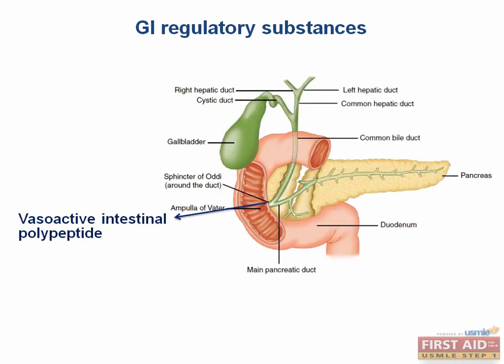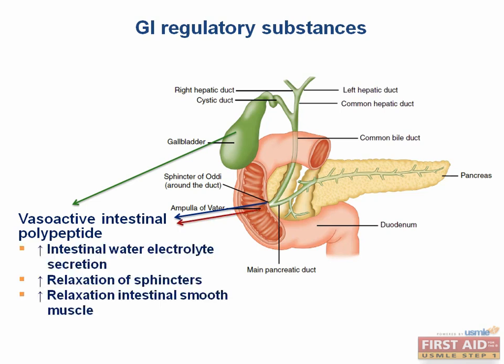Vasoactive intestinal polypeptide, or VIP, is released from the parasympathetic ganglia in sphincters, as well as the gallbladder and the small intestine. VIP is responsible for increasing intestinal water and electrolyte secretion and relaxing the intestinal smooth muscle and sphincters. This function of increasing fluid secretion can be a source of pathology in the VIPoma, which presents with copious diarrhea. VIP in the normal state is increased by distension or vagal stimulation, and it's decreased by adrenergic input.